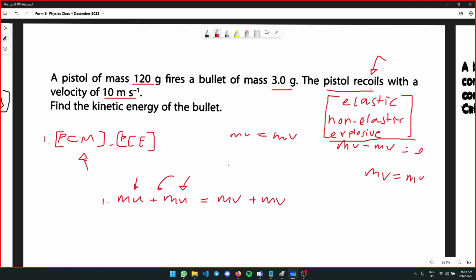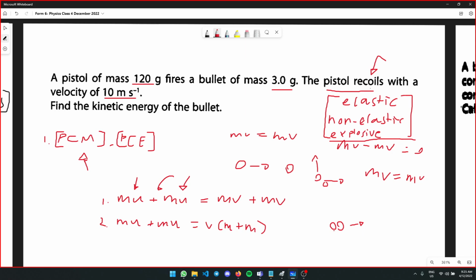An example would be a ball hitting another ball, and then both of them move in two different directions after the collision. This is elastic. Non-elastic: m1u1 plus m2u2 equals (m1 plus m2)v. Why (m1 plus m2)v? Non-elastic means both move sticking together.